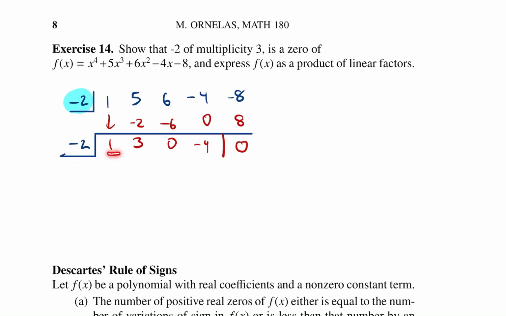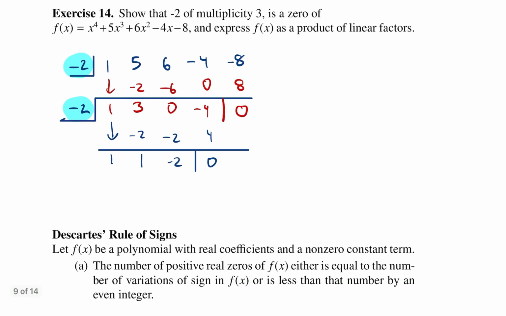And we use these now as our new coefficients. So we bring the first term down again. And then we multiply, add, multiply, add, multiply, add. And you will see that again, we get remainder 0, which means that this is a 0 again for the second time. So now we have multiplicity 2. And they want us to confirm that it's got multiplicity 3, so we repeat that process one final time.